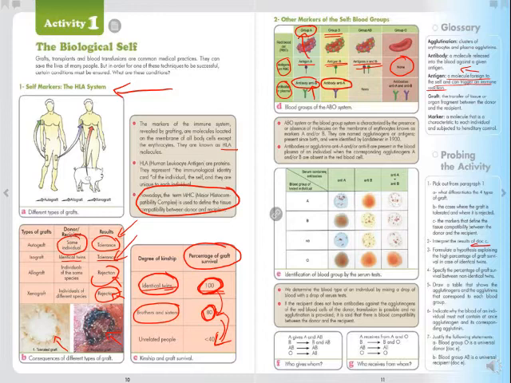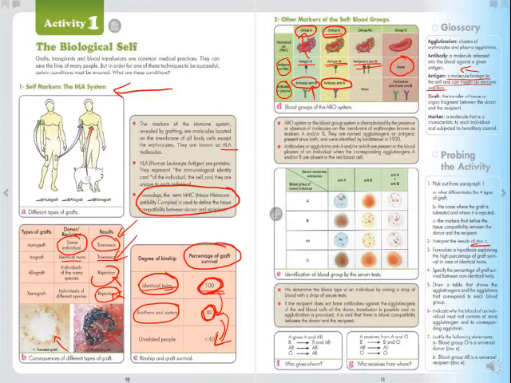So why should we not have the same antigen and antibody in the same blood group? If my blood group is A, I have antigen similar to the blood group, so I have antigen A, but the antibody should be different. If you have antigen A, the antibody should be antibody B. Second case, if I have blood group B, the antigen should be similar to the blood group. I have antigen B, but the antibody should be different, so it should be antibody A.